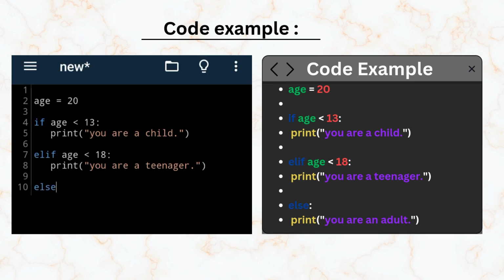Here, we check different age ranges, and Python prints the appropriate message based on the value of age.